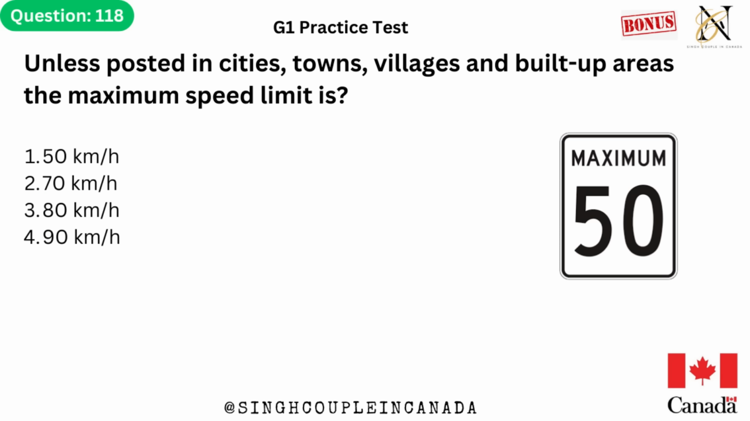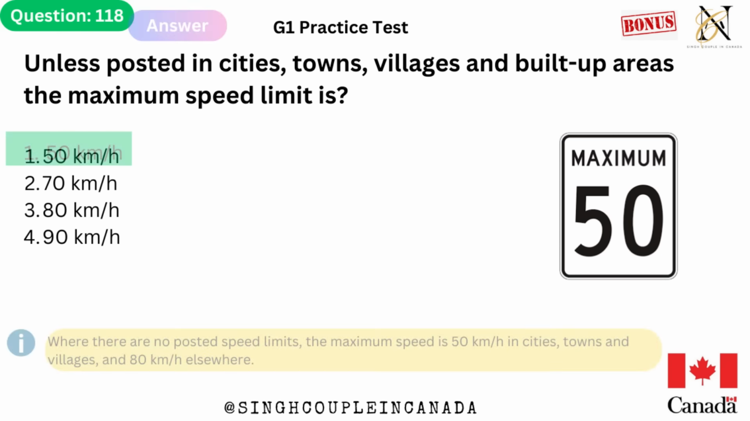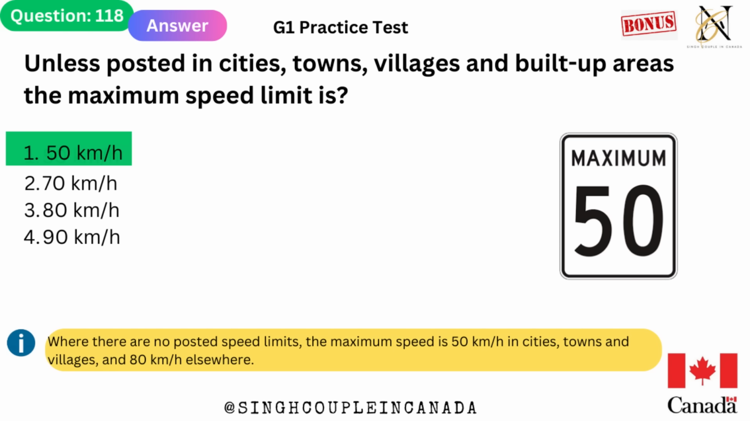Unless posted in cities, towns, villages and built-up areas, the maximum speed limit is 1. 50 km per hour. 2. 70 km per hour. 3. 80 km per hour. 4. 90 km per hour. The answer is 1. 50 km per hour. Where there are no posted speed limits, the maximum speed is 50 km per hour in cities, towns and villages, and 80 km per hour elsewhere.